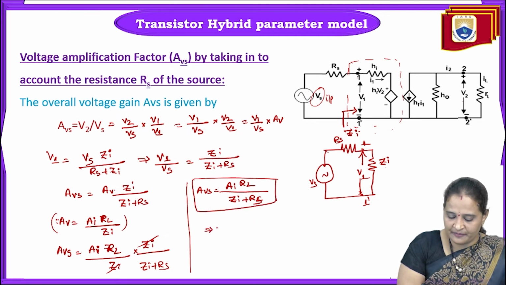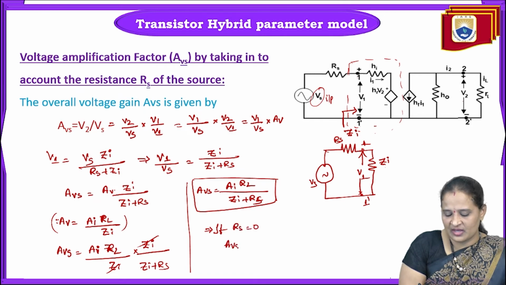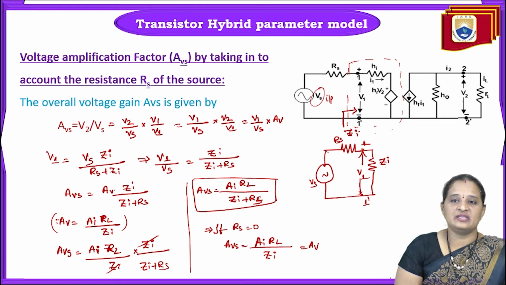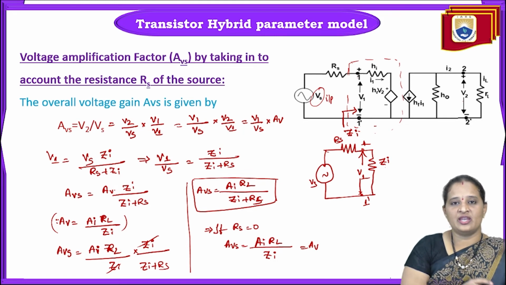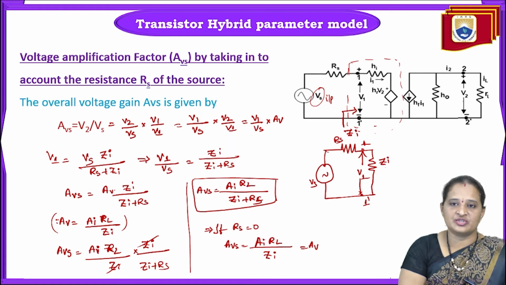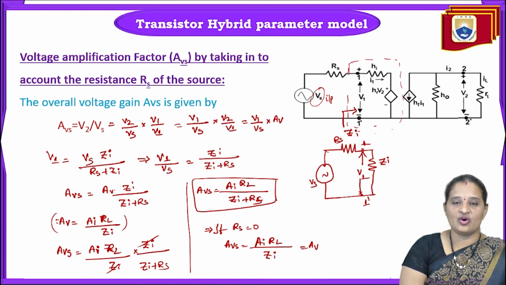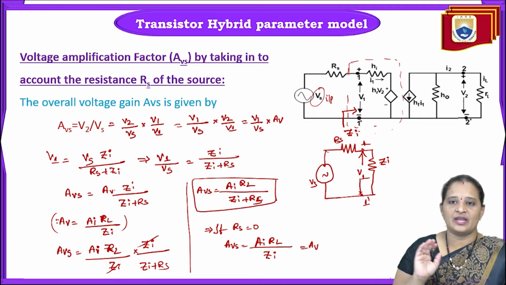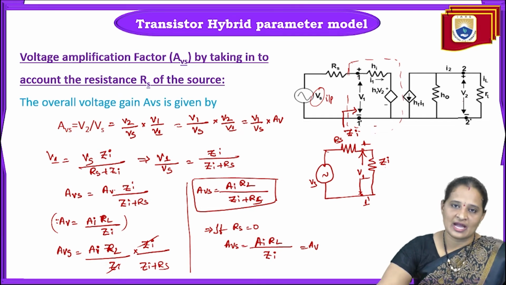Now if Rs equals 0, then what do we get? AVS equals AI into RL divided by Zi, which equals AV. So if Rs equals 0, it represents the voltage gain without considering Rs. And this is the overall voltage gain, or voltage amplification factor, by taking the voltage source into consideration.